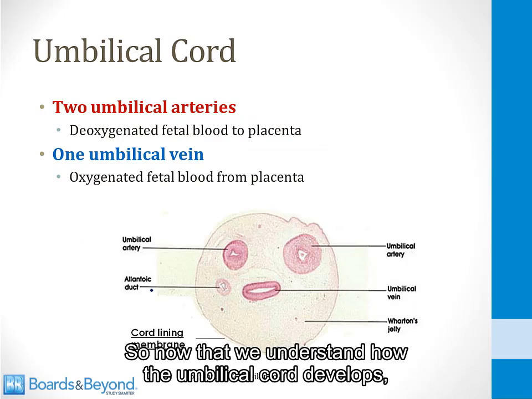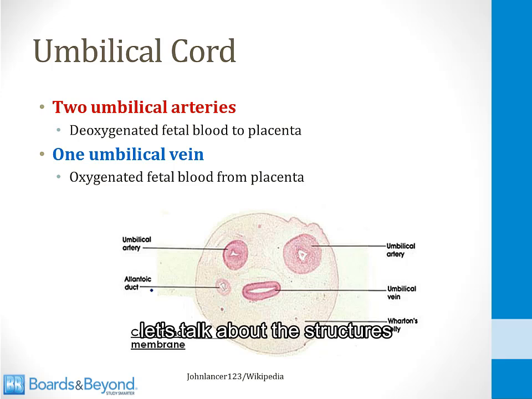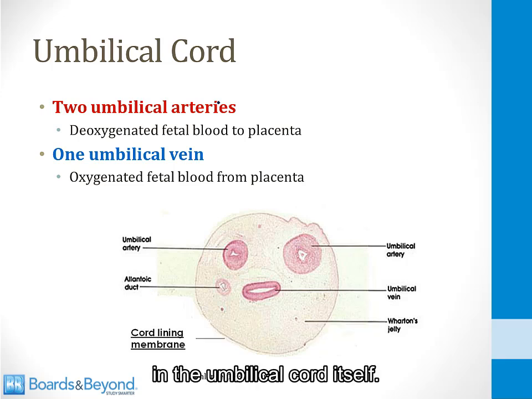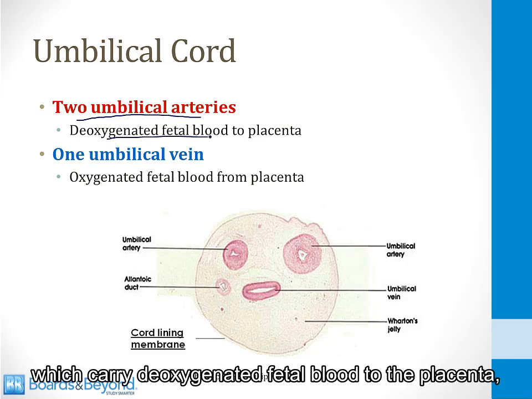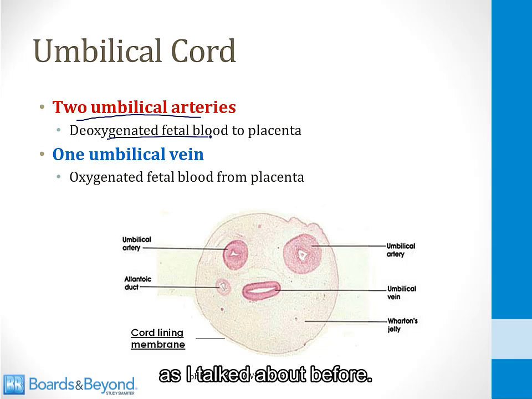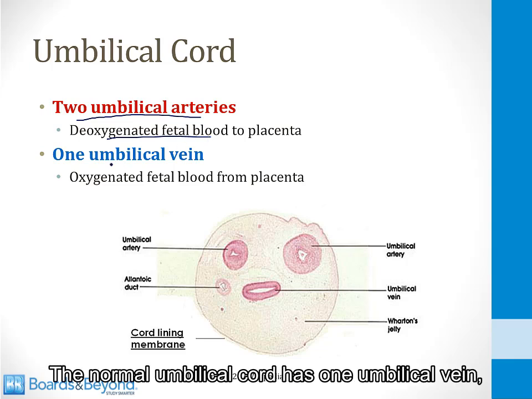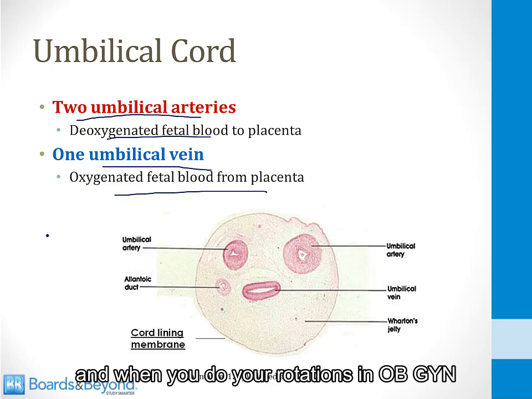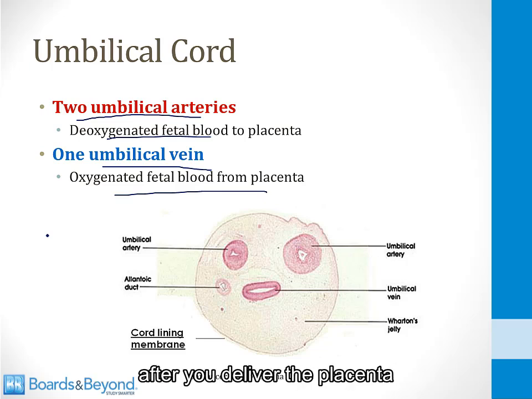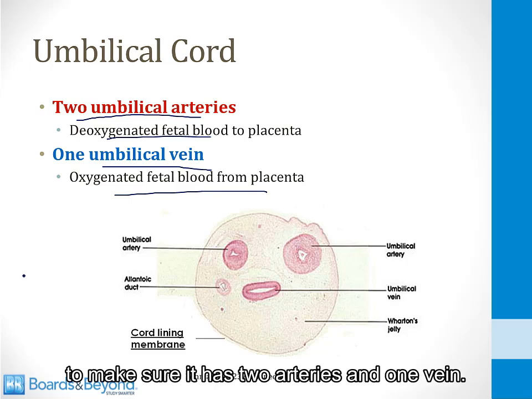So now that we understand how the umbilical cord develops, let's talk about the structures in the umbilical cord itself. A normal umbilical cord has 2 umbilical arteries, which carry deoxygenated fetal blood to the placenta, as I talked about before. The normal umbilical cord has 1 umbilical vein, which carries oxygenated fetal blood from the placenta. And when you do your rotations in OBGYN, one of the first things you will do after you deliver the placenta is take a look at the umbilical cord to make sure it has 2 arteries and 1 vein.